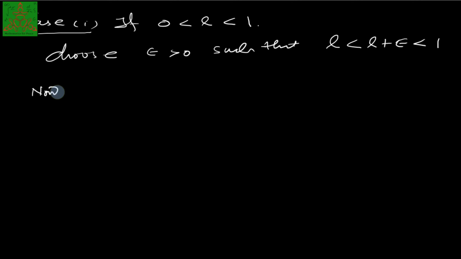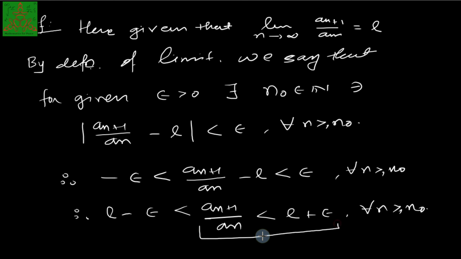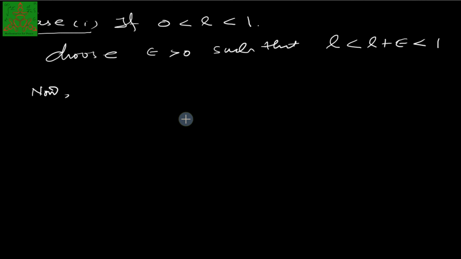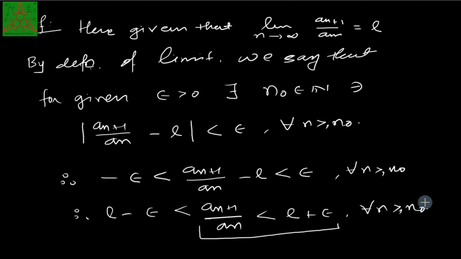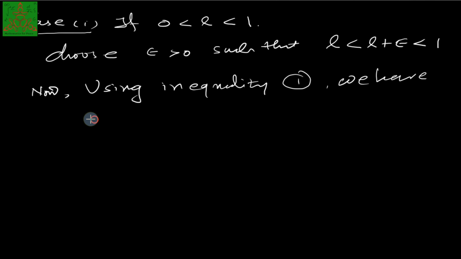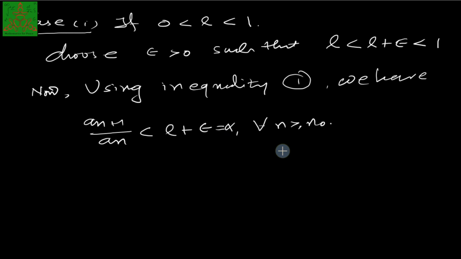Now we'll use this inequality to prove our statement, that is, summation of an is convergent by the comparison test. So just observe that using inequality 1, we have an plus 1 upon an less than L plus epsilon for every n greater than or equal to n0. I will call this value alpha. So here let us say alpha is equal to L plus epsilon.